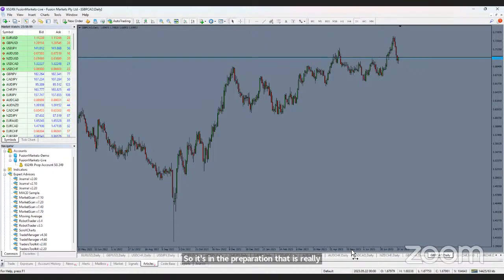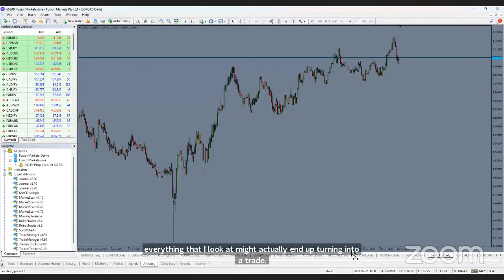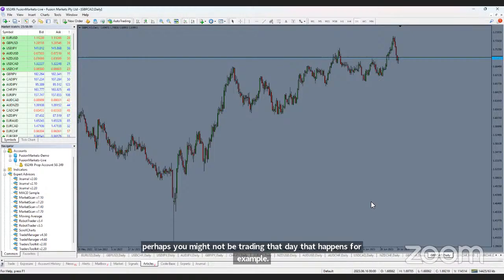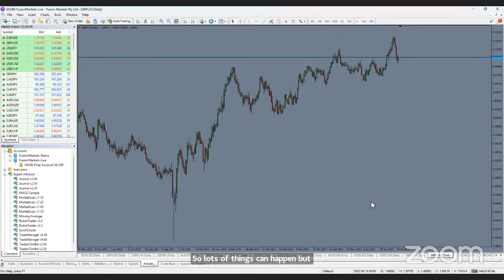And not everything that I look at might actually end up turning into a trade. That's why it's important to look at lots of pairs at the beginning of the week, so that you have a lot of options. Even if an uptrend starts, perhaps your strategy doesn't quite give you an entry opportunity, or there could be any reason, perhaps you might not be trading that day. So lots of things can happen, but by preparing really well at the beginning of the week, we give ourselves the best chance of picking the best few trades for that week.